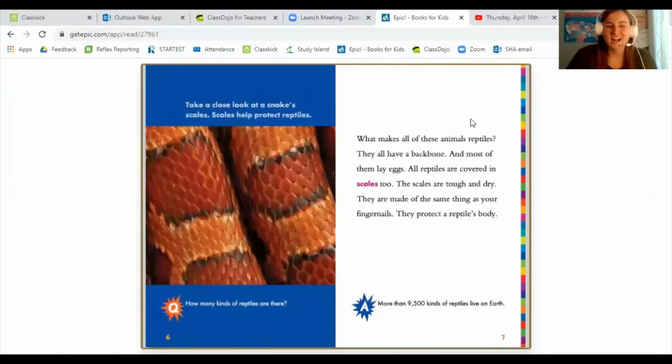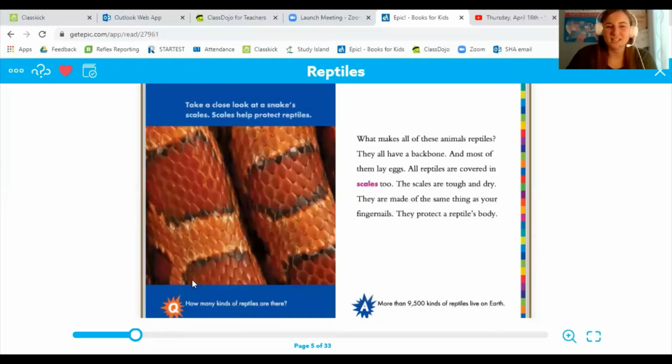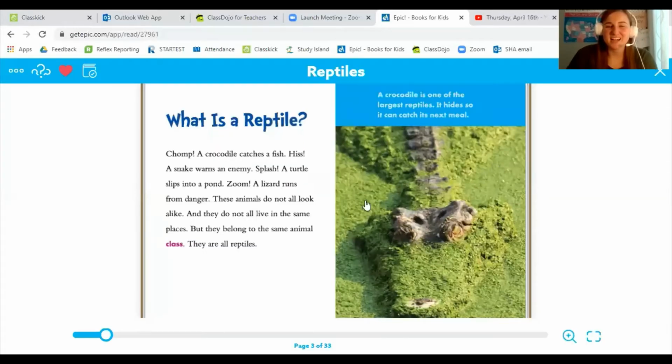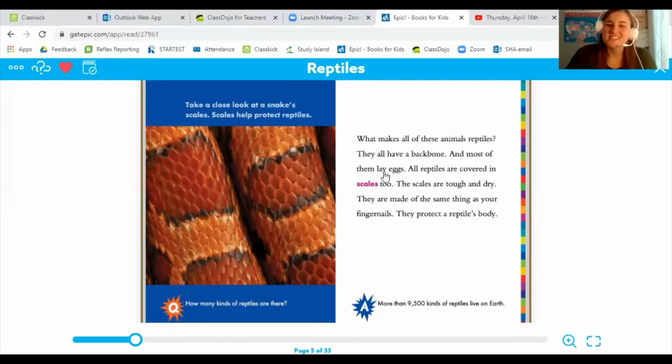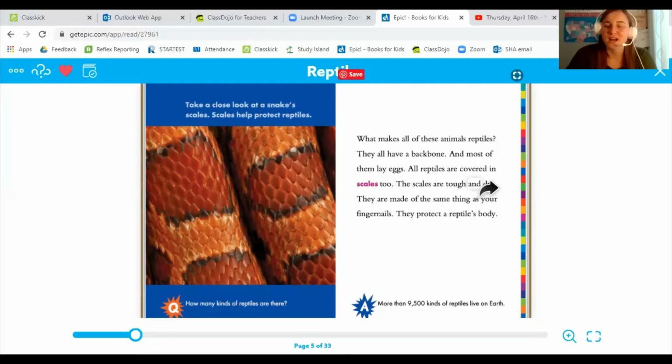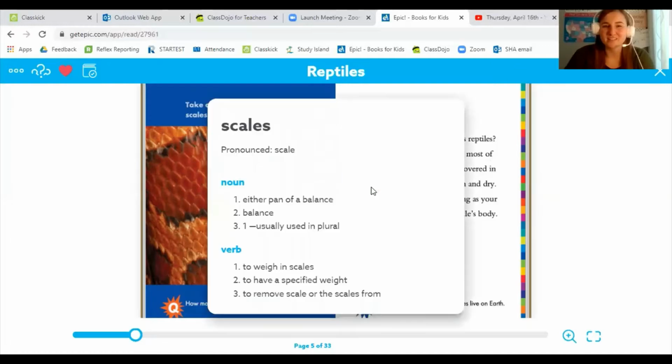Our next word is scales. All reptiles are covered in scales too. So here there's also a picture for me to look at. The scales are tough and dry. So I can infer by my context clues that scales are the little hard parts that cover a reptile's skin. Let's see if we got close.